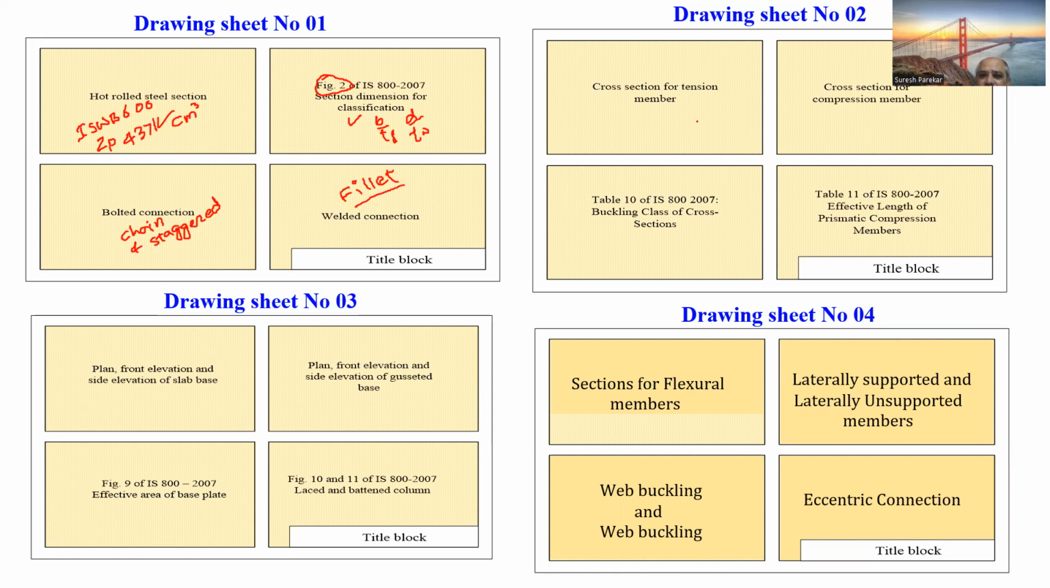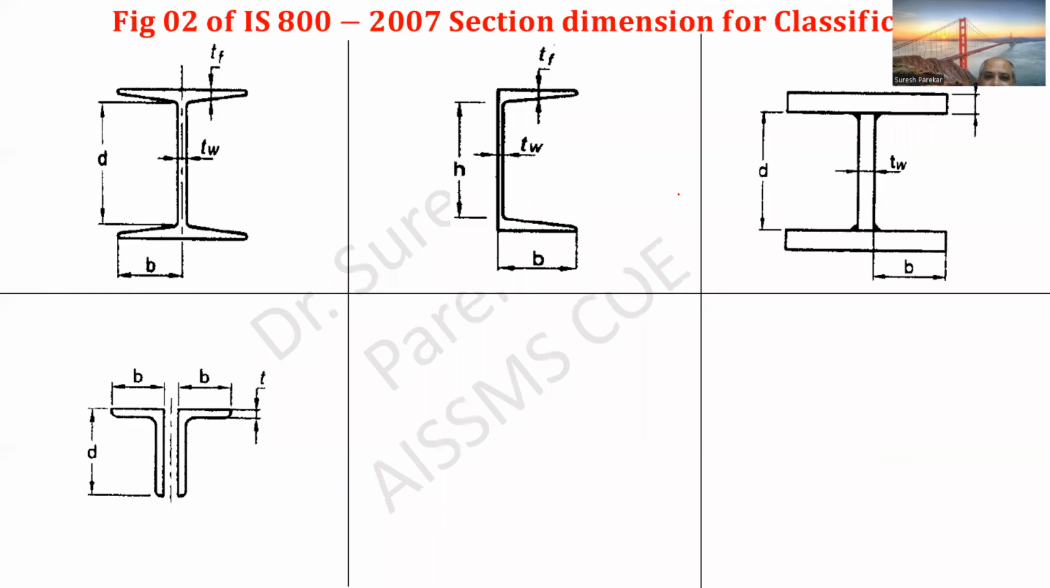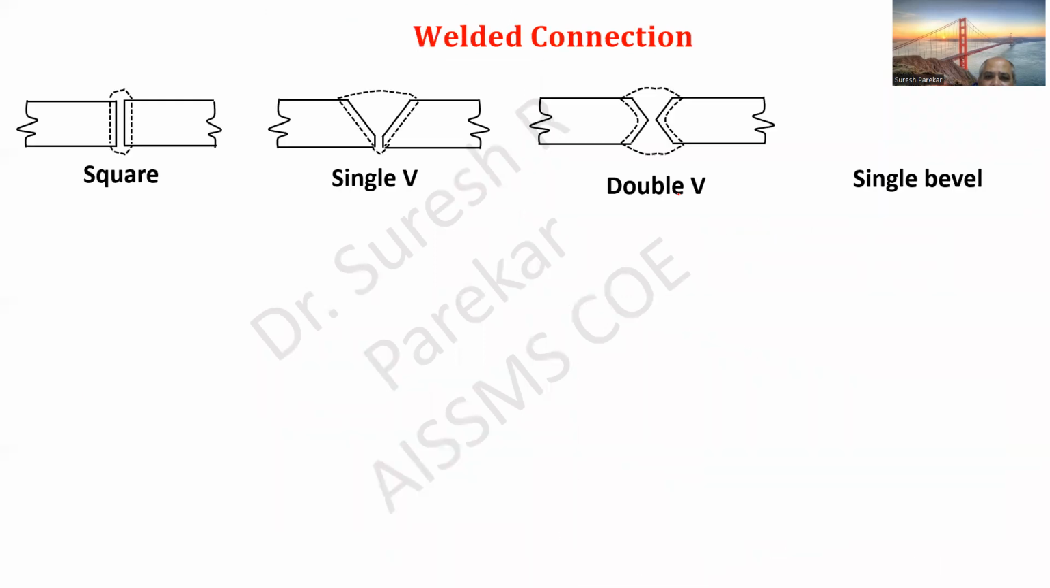And now we are going to be with sheet number 2, which contains tension member, cross section of tension member, cross section of compression member, buckling class, and then we have effective length. So we have to go with these 4 in sheet number 2. So now I will go directly to sheet number 2.